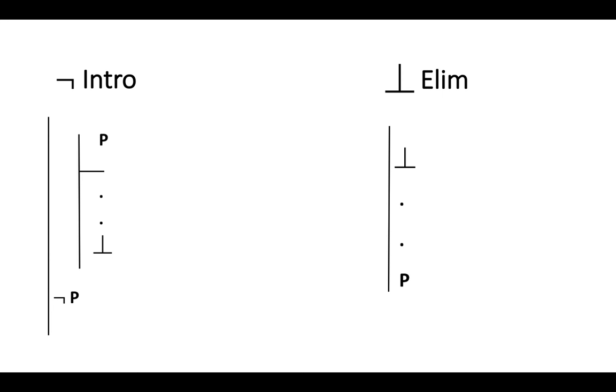When you're using the rule of negation introduction, you can only write down the negation of the sentence with which your subproof began, and you must write that down in the main proof or in the subproof immediately to the left.